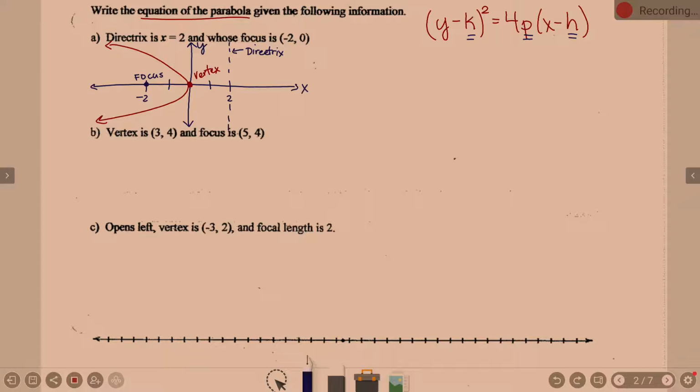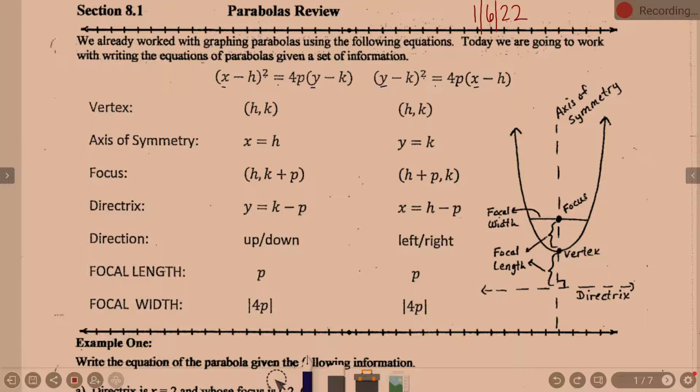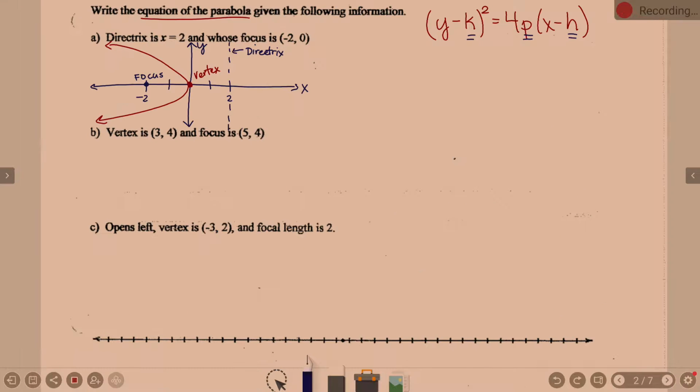What do we already know? Is H and K like vertex? Yep. And if you go back to your chart, either column, HK is my vertex, right? And so, did we find our vertex by drawing that little picture? We did. So my vertex is 0, 0, which are H and K. Did I answer your question?